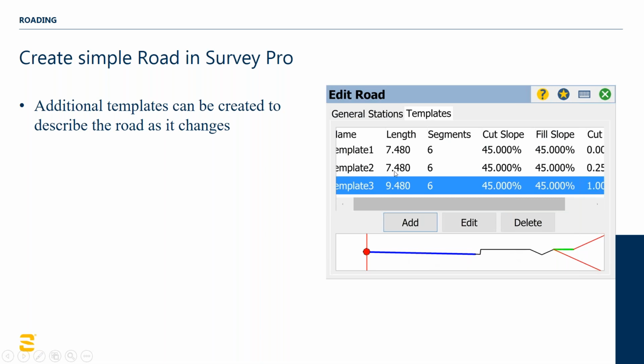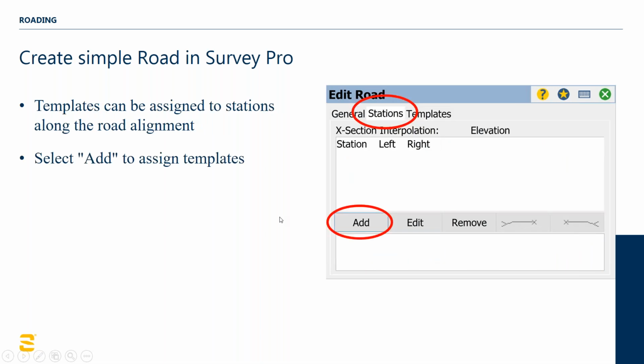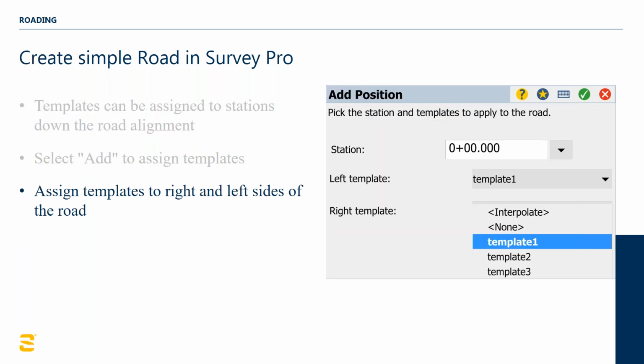And right now I'm highlighted on this third template, first segment. So I've built the templates. I know what the road looks like left and right. I've described that through my templates. Now I need to assign that actually at various lengths along my road at various stations, right? So at the very beginning, point of beginning, I'm going to use template number 1.